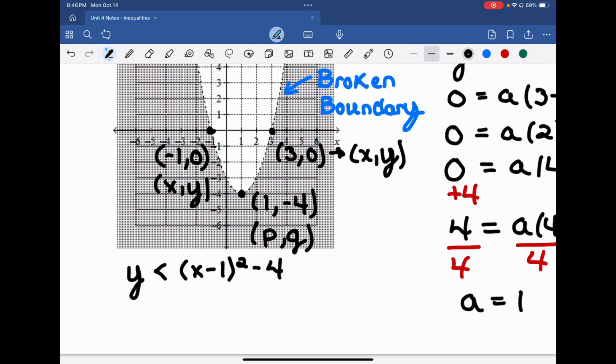There we go. And then we want to look at this and say, well, if we know that it is less than, is it going to be equal? Not in the case of a broken boundary. Broken boundaries are strictly less than or strictly greater than. So therefore, this becomes the solution.